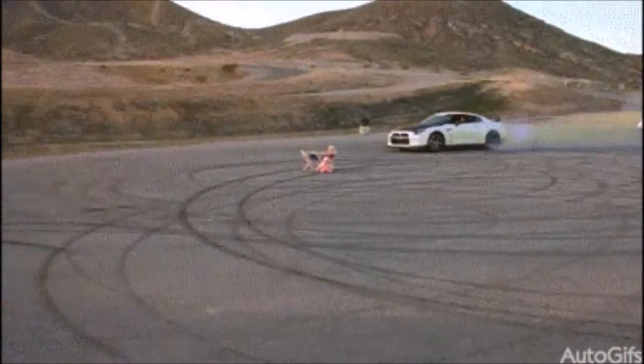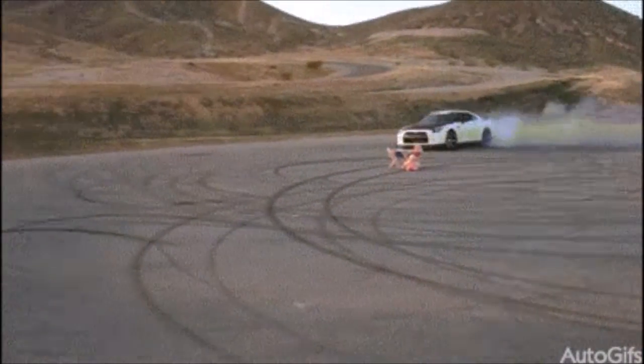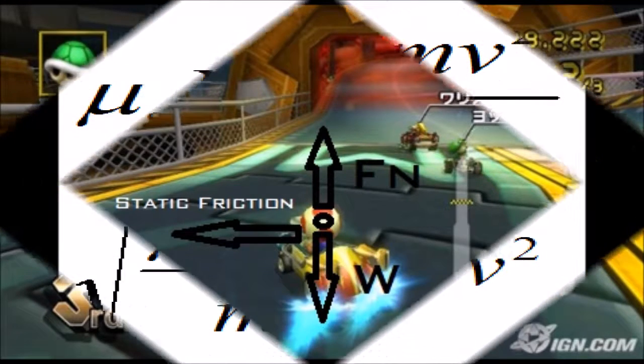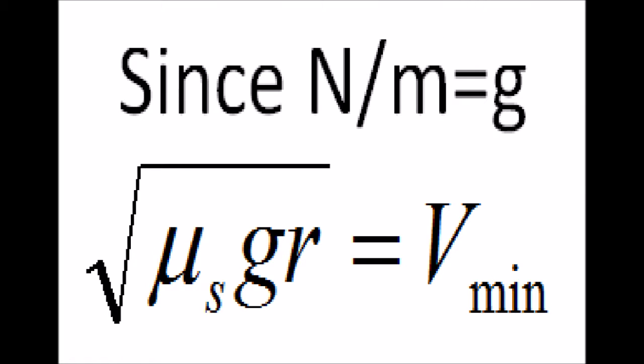Now why do you think that this car is not falling off of its course? It is because of friction. That is why the car is still going in a circular motion without going out of its course. To find the minimum velocity of the car needed for it not to go off course, v minimum is equal to the square root of the static friction times gravity times the radius of the turn, and g is equal to 9.8 meters per second squared.